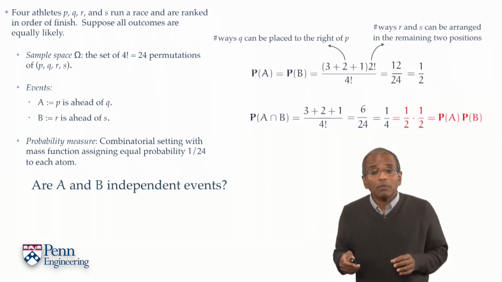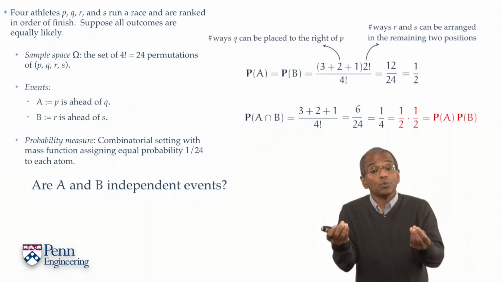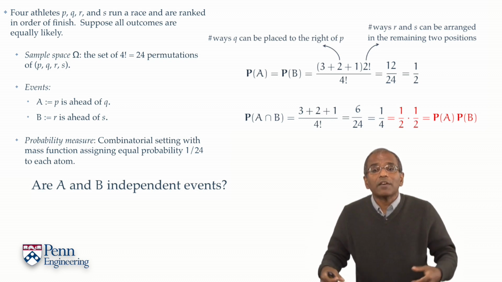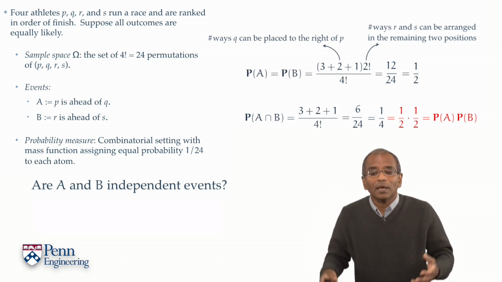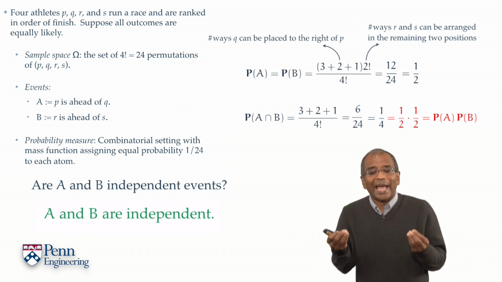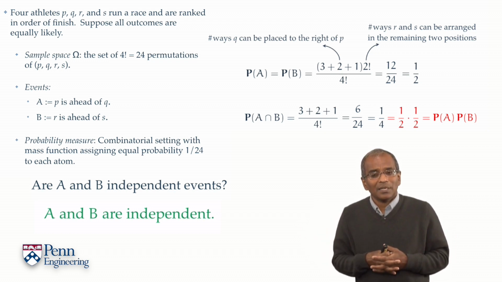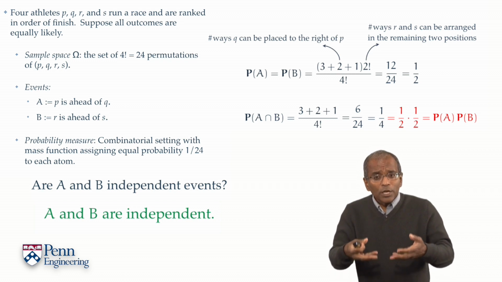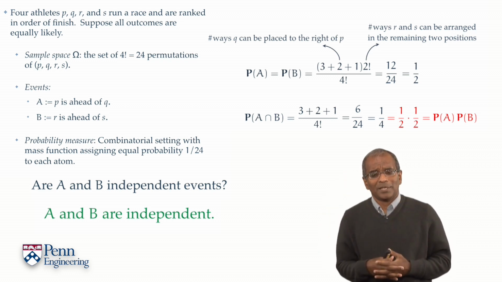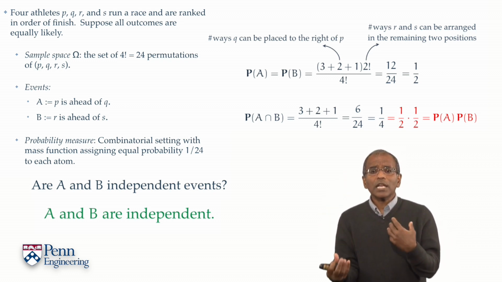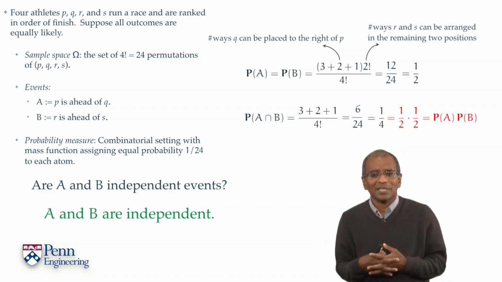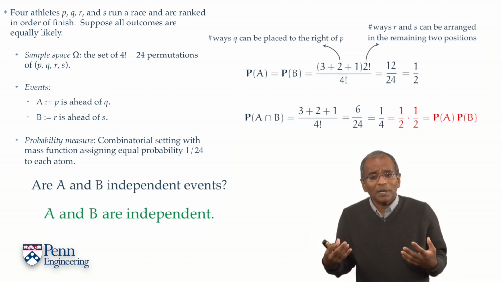Now, to test independence, we find that 1 in 4 is just 1 in 2 times 1 in 2. And therefore, the probability of A intersection B is given by a product of the probabilities of A and B. And we conclude by fiat of definition that the events A and B are independent. Did that surprise you? On introspection, looking back at the problem, perhaps you can convince yourself, of course they are independent, because the relative placement of P and Q doesn't depend upon the relative placement of R and S in terms of the chances. That seems very reasonable, very intuitive, and it is correct.